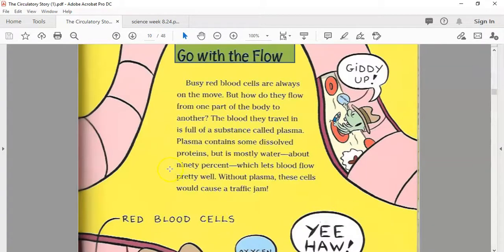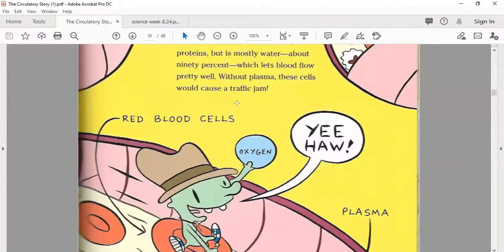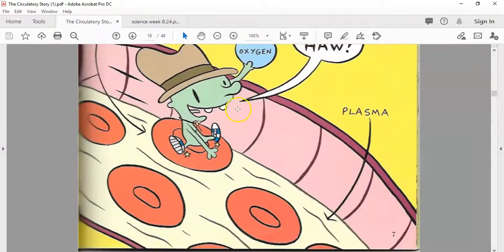Okay, what is my what? What's that word that keeps getting repeated? I know they went with the flow. So it is talking about plasma. Good job if you said plasma.